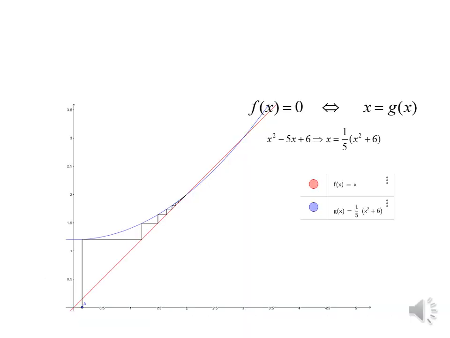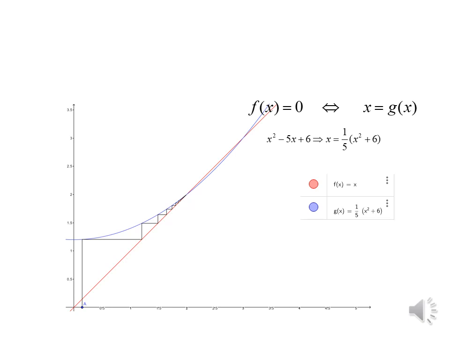As I said in the previous slide, whenever you get a function of the kind f of x equal to 0, you convert that function to the form x equal to g of x. In this example, x square minus 5x plus 6 can be converted as x equal to 1 by 5 into x square plus 6. Graphically, we take these two functions: x equal to f of x, and on the other side g of x is equal to 1 by 5 into x square plus 6. When you plot these two, the point where these two touch is the solution. We take that in the graphical way.